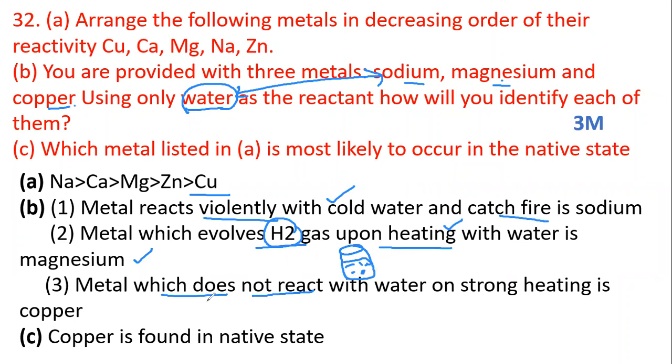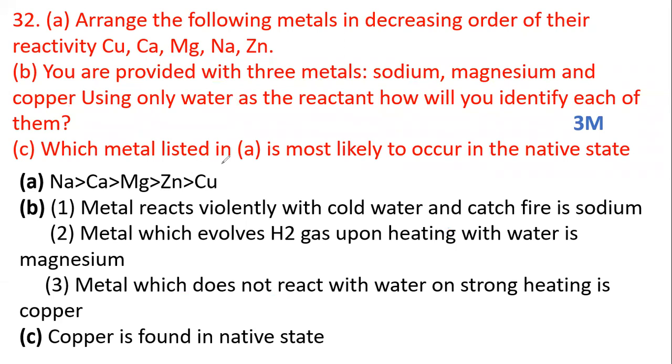Then you go for the next one. What is that last one? C. Which metal listed in A is most likely to occur in the native state? Native state in the sense of a very inactive, inert, unreactive state. Of course, we know copper is the least reactive. That's why copper is in a native state. Got it? We'll move to the next question then.